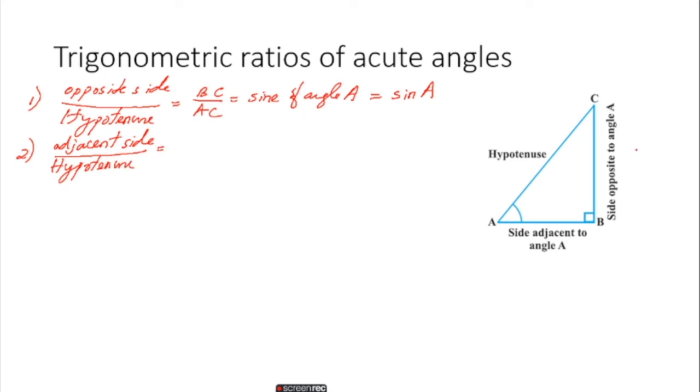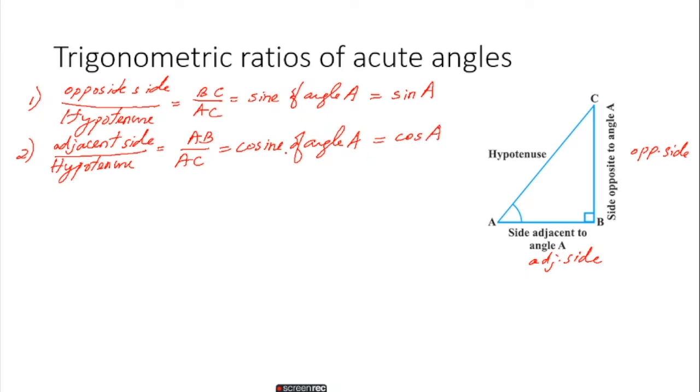Remember, this is the opposite side. This is the adjacent side. So here AB divided by AC is called the cosine of angle A. In short, we will write cos A.